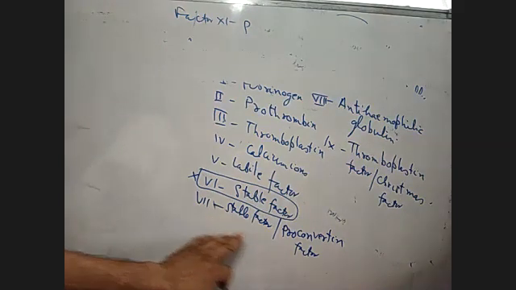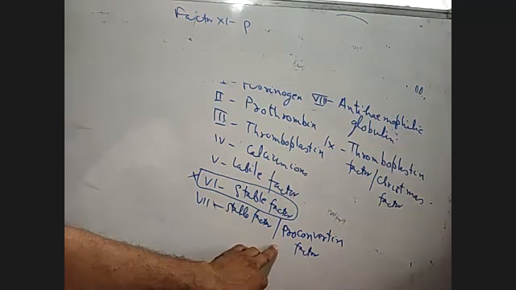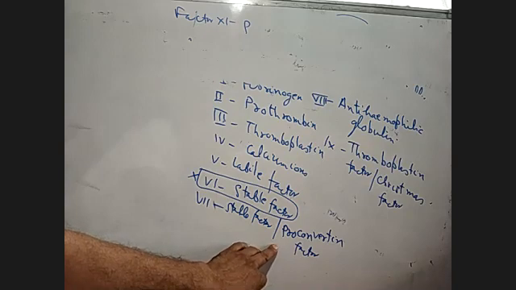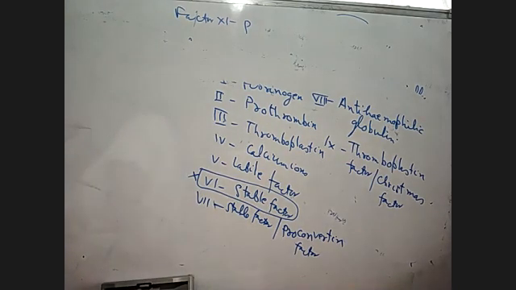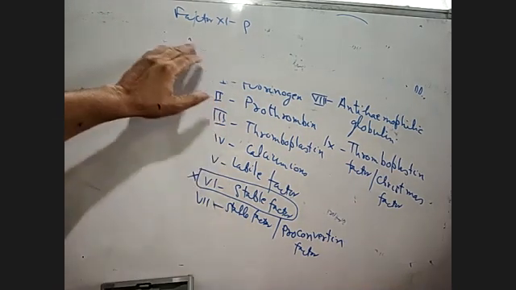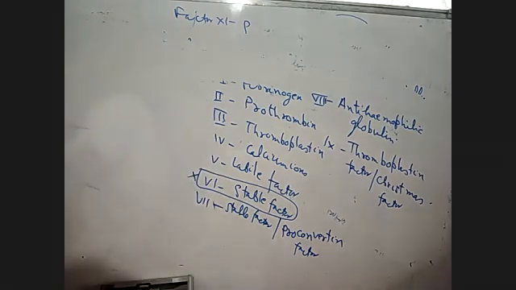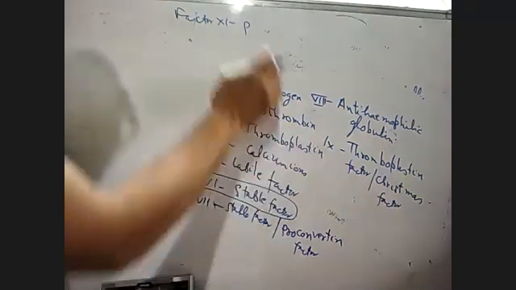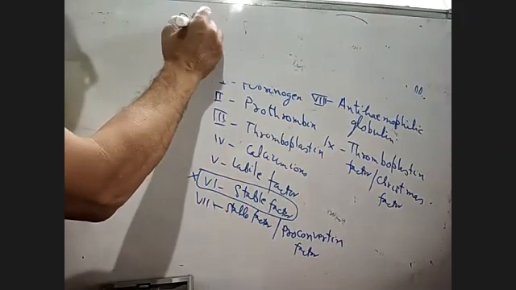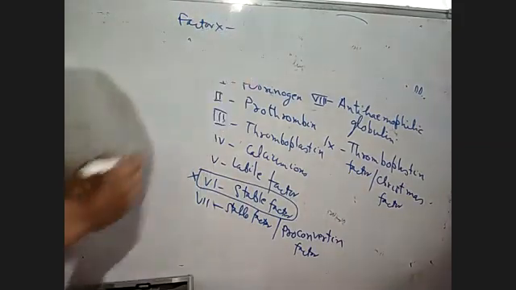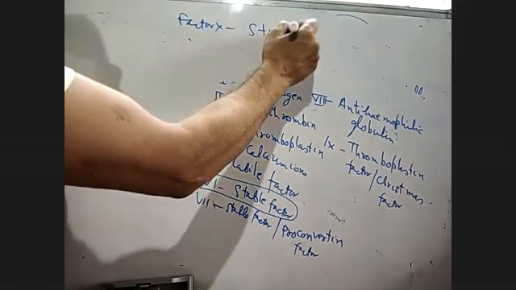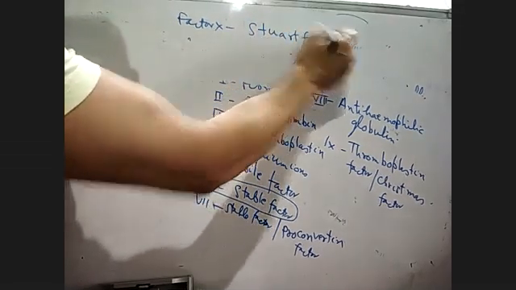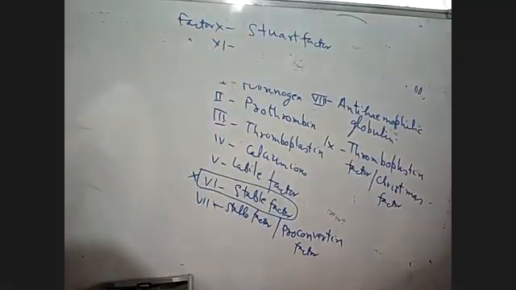Factor 7 is called the stable factor, or the pro-converting factor. We have done till factor 9. Then factor 10 is called the Stewart factor.